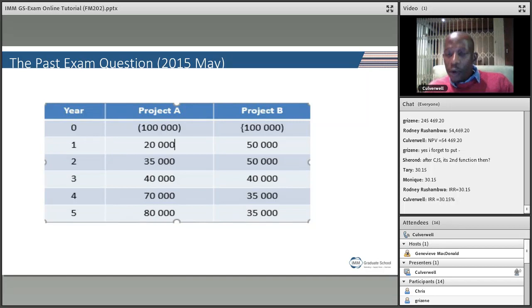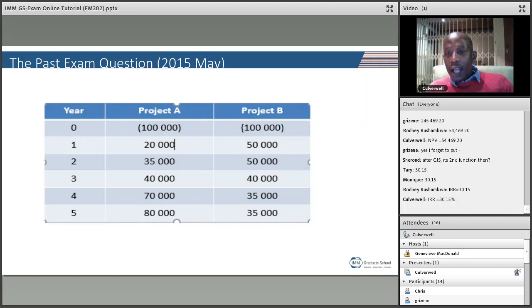On internal rate of return, remember we got 30.15%, which is more than the 14%, which was our WACC. So we'll accept a project with an internal rate of return that is greater than WACC. But if both projects have an internal rate of return that is greater than WACC, you end up picking the one with the highest.